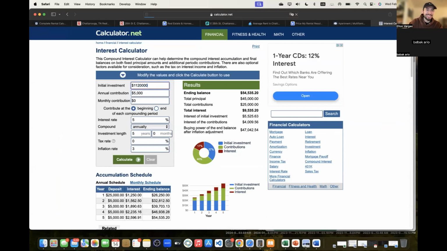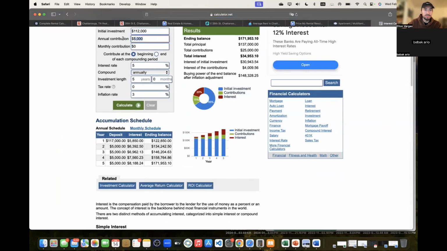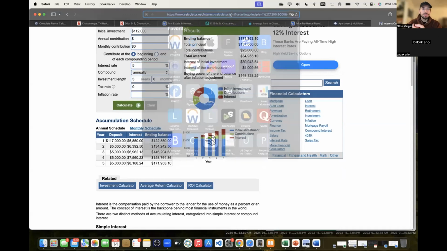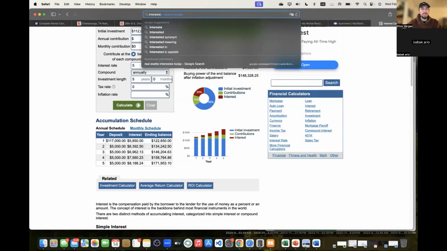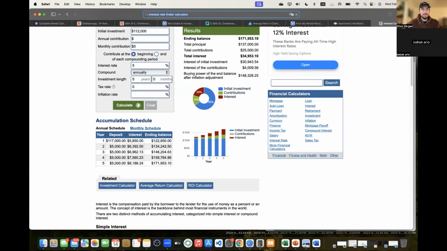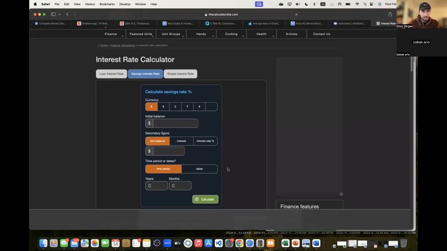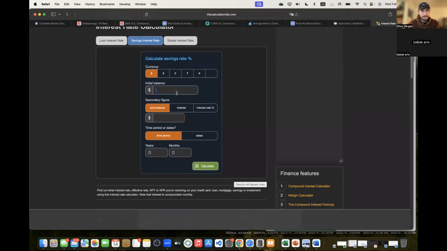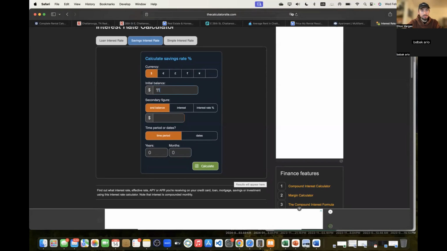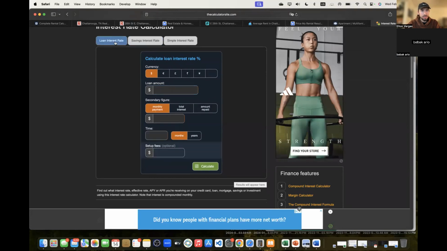Let's see if we're able to get it. 112. Wait, what? No, not 1 million. Come on. Initial contribution. No, what are you talking about? Inflation rate? I don't care about inflation rate. I'm trying to find an interest rate finder calculator. Simple interest calculate, initial balance, savings rate, loan interest rate.